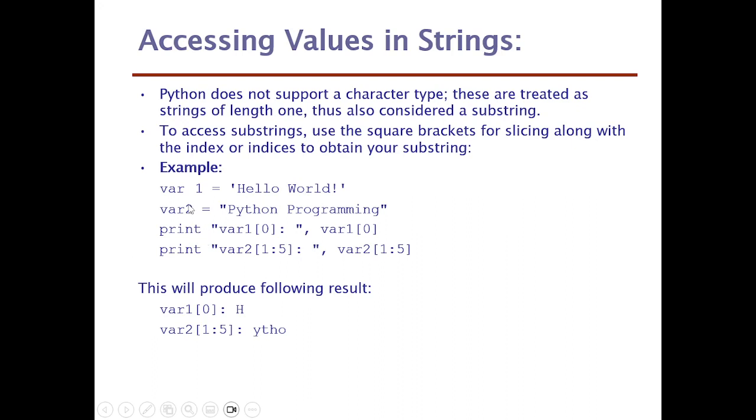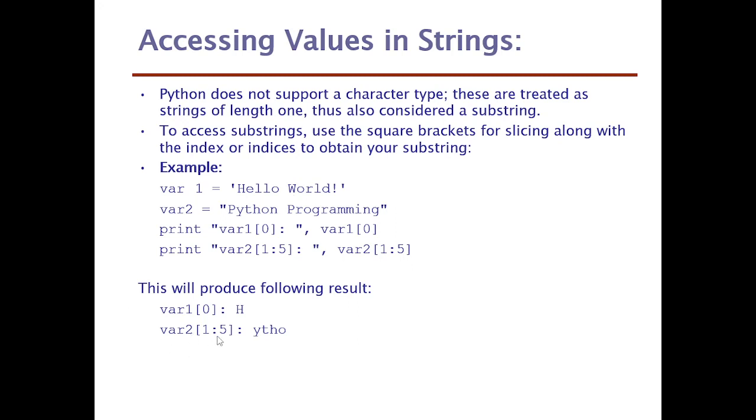So how do you get the substring? For example, if you have var1 here, hello world, it should not have a space in the variable name, because once we declare a variable there should be no space. Then in var2 we have Python programming. Once we print var1 at index 0, it should display h, because indexing starts at 0. So we have index 0, 1, 2, 3, 4, then index 5 for the space, then index 6 for w.